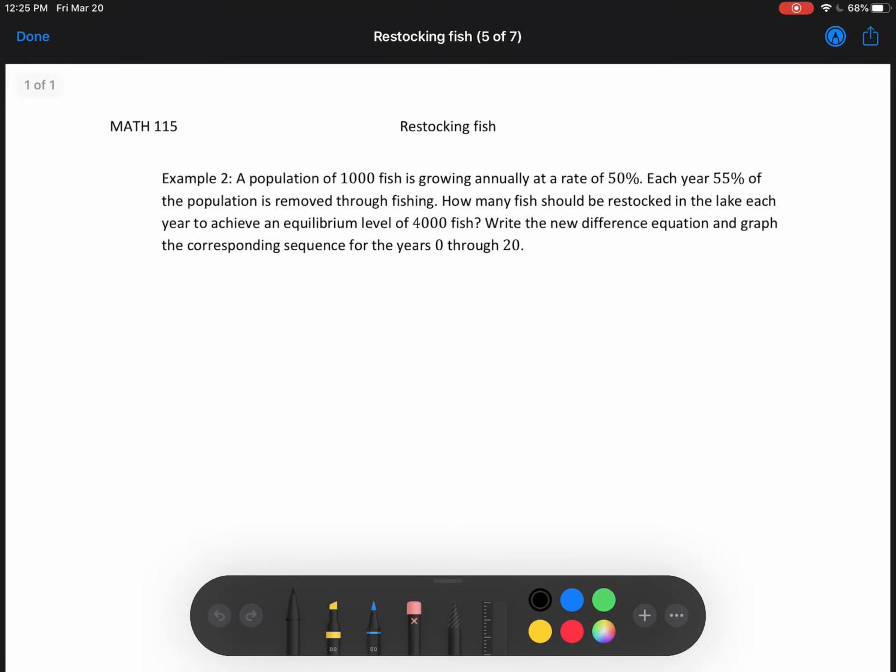All right, let's walk through this example of how to find how many fish should be restocked each year to reach a given equilibrium level. This is kind of the same setup that we've worked with a little bit already. Let's go ahead and jot down that n is the number of years, and our x sub n is the fish population.